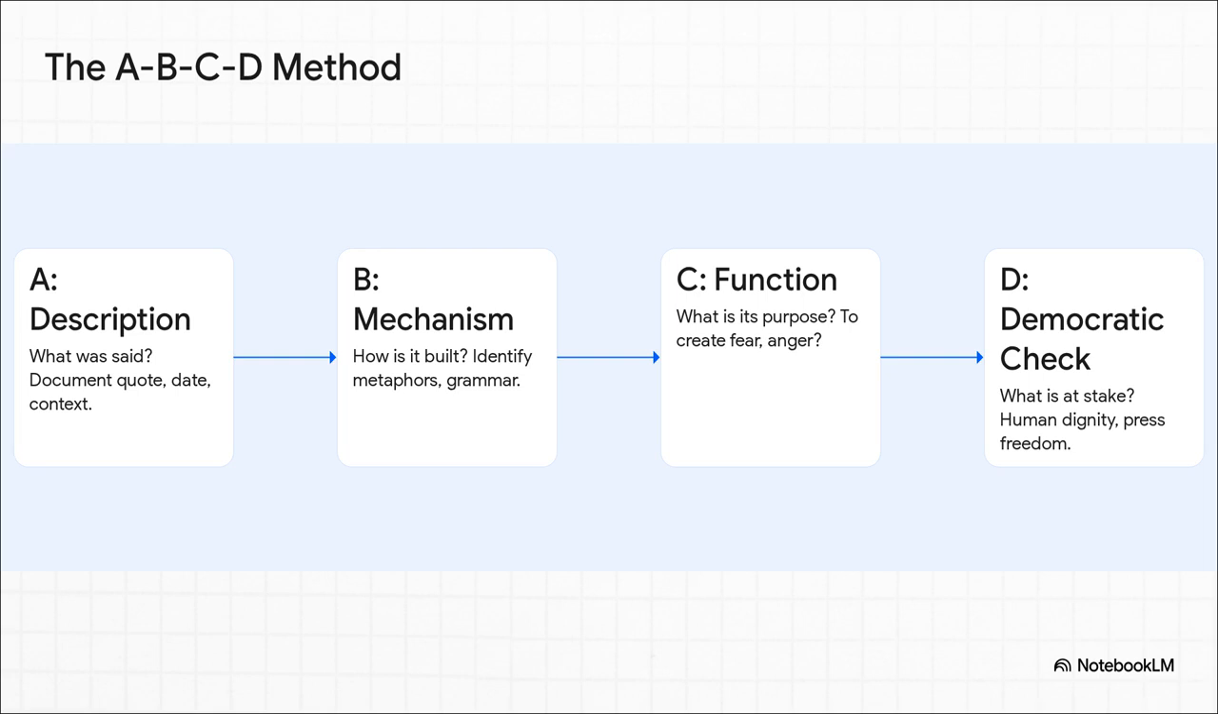C is for function. So why was it said? What is this language designed to do? Is it meant to create fear, to attack an institution? And finally, D is the democratic check. This is the so what. What fundamental democratic value is being threatened here? Human dignity? Freedom of the press?